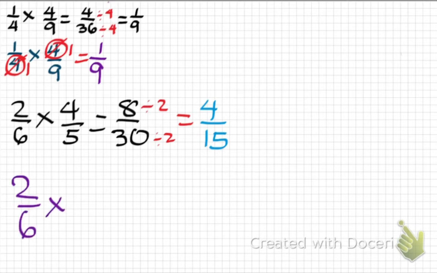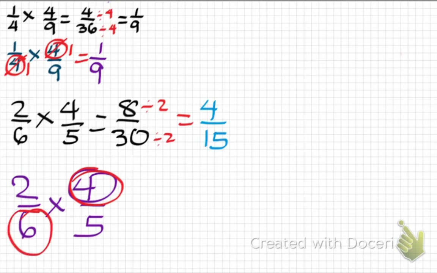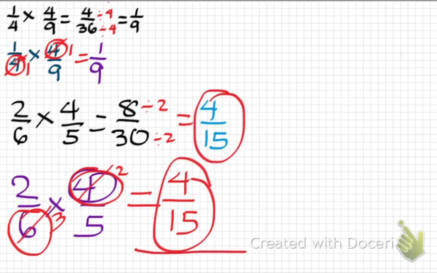Let us try to look for the numerator and denominator that share a common factor. We have 6 and 4. So these numbers are both divisible by 2. So let us divide 4 divided by 2 equals 2, and 6 divided by 2 equals 3. And now we can multiply straight across. 2 times 2 equals 4, and 3 times 5 equals 15. Now 4 over 15 is our simplified fraction.